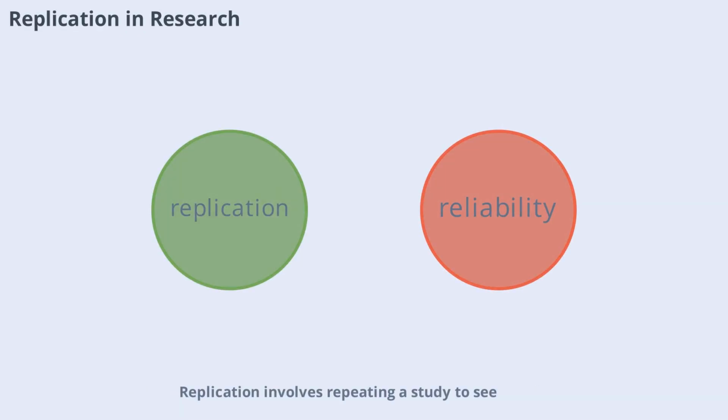Replication involves repeating a study to see if the original findings can be reproduced. Replication is a cornerstone of scientific research, helping to confirm the reliability and generalizability of results. When studies are replicated successfully, confidence in the findings increases. Replication also helps identify errors or biases in the original research.